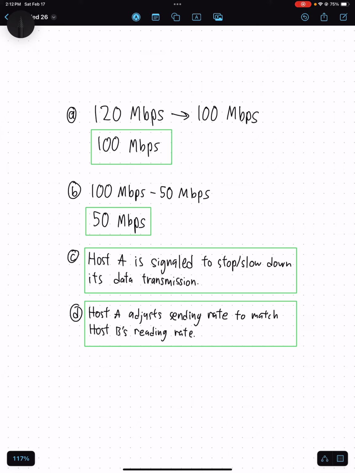And to answer part D, TCP flow control will cause host A to adjust its sending rate to host B's 50 megabits per second reading capacity, which will prevent data overflow and ensure a smoother data transfer by matching the sender's rate to the receiver's buffer availability.